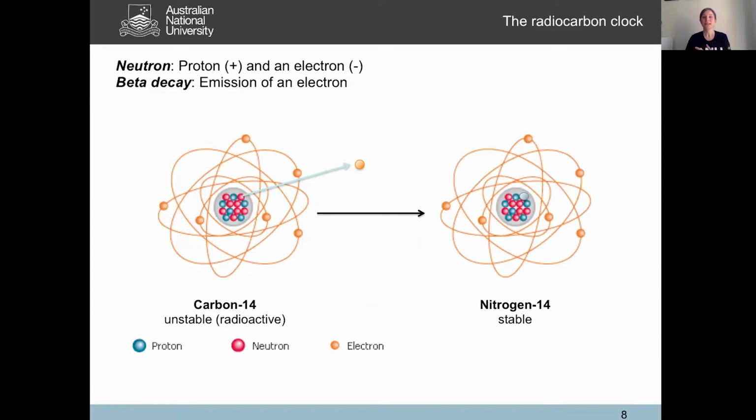So to understand this a little bit more, you can think of a neutron, which is a neutral particle, as being composed of a proton, which is a positive particle, and an electron, which is the negative one. If we get rid of 1 electron from a neutron, we're left with a proton. So we've increased the number of protons in the nucleus, so we've changed what element it is, and it's now become nitrogen, which has got 7 protons in the nucleus. Okay.